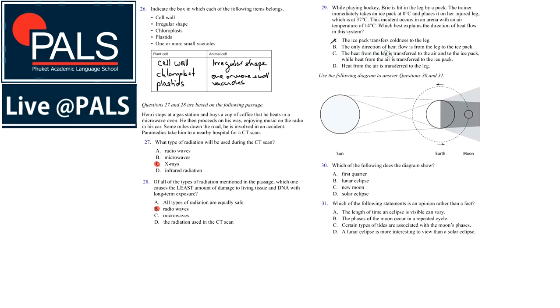The only direction of heat flow is from the leg to the ice pack. The heat from the leg is transferred to the air and to the ice pack, while heat from the air is transferred to the ice pack. That describes it best due to the three different temperatures that we have. The leg is warmer than the ice pack and the air, so heat transfers from the leg to the ice pack and to the air. The air is warmer than the ice pack, so heat transfers from the air to the ice pack as well.